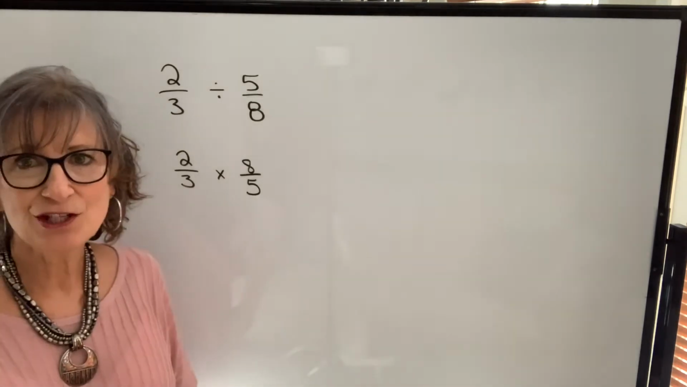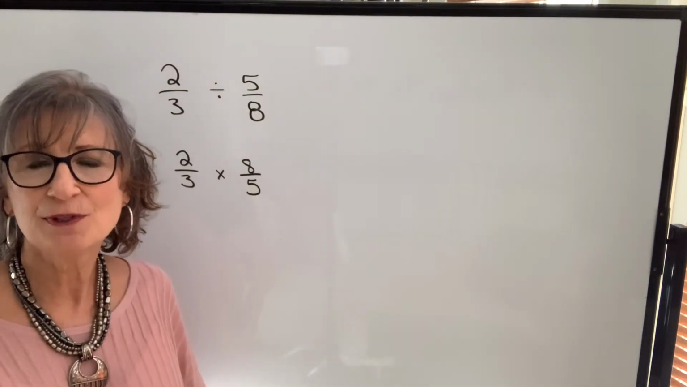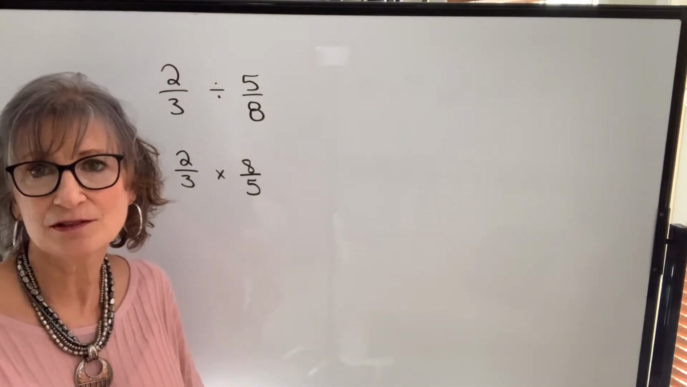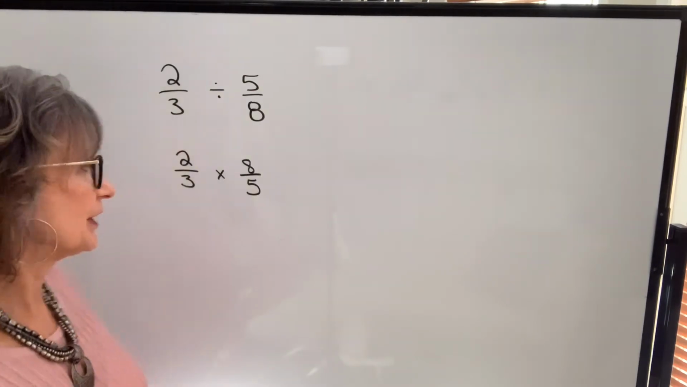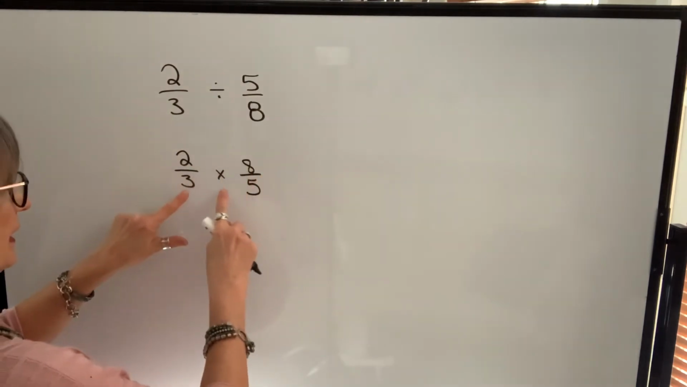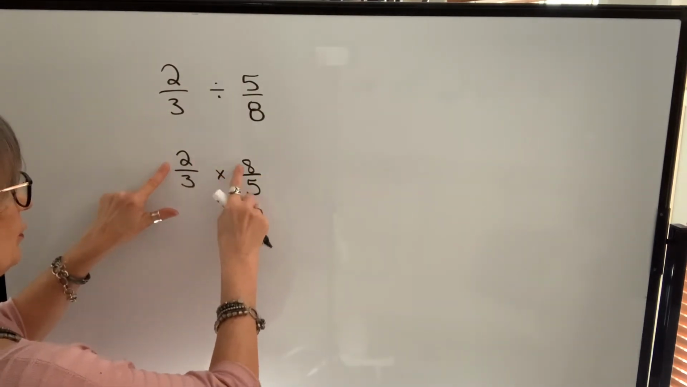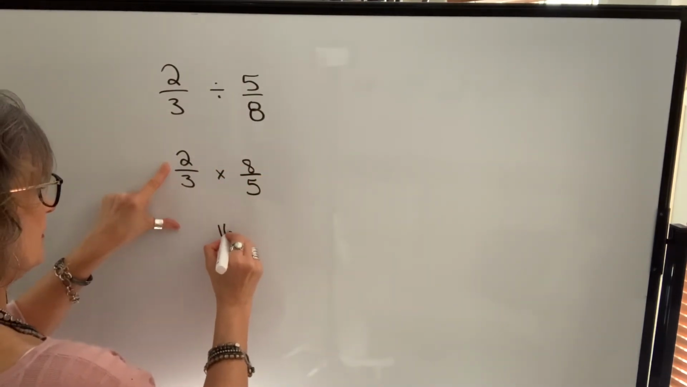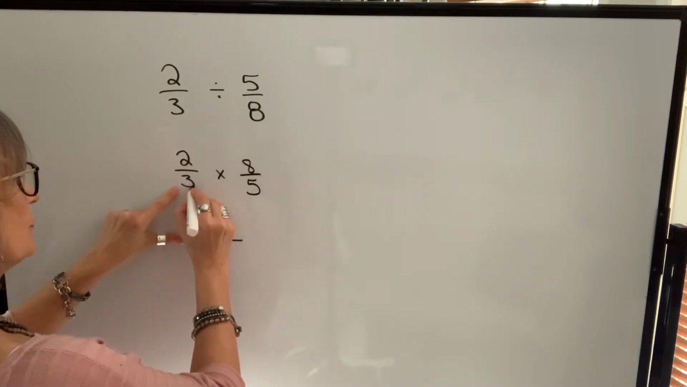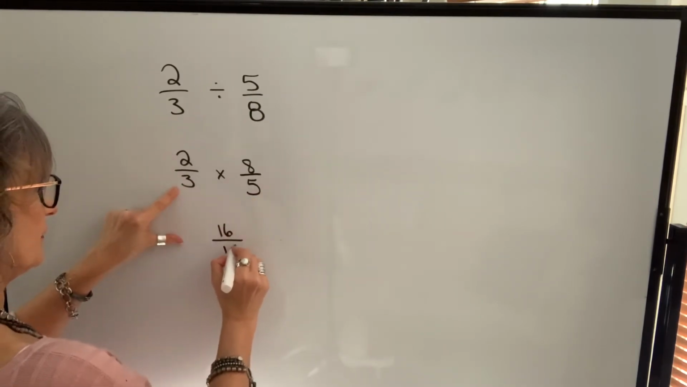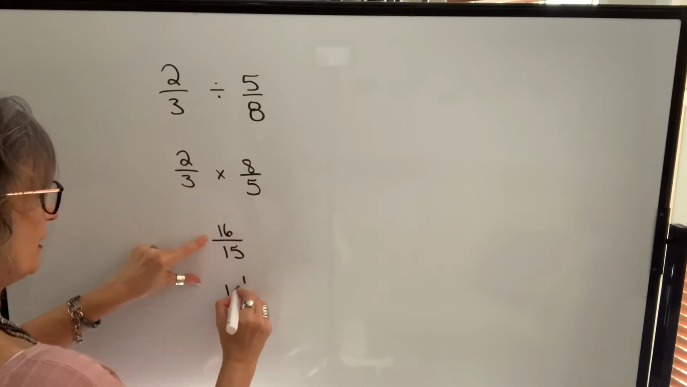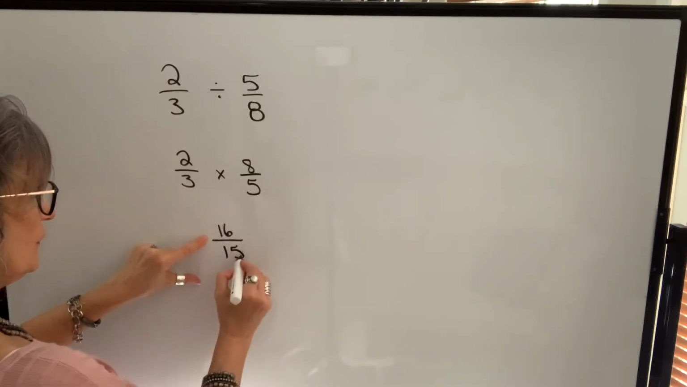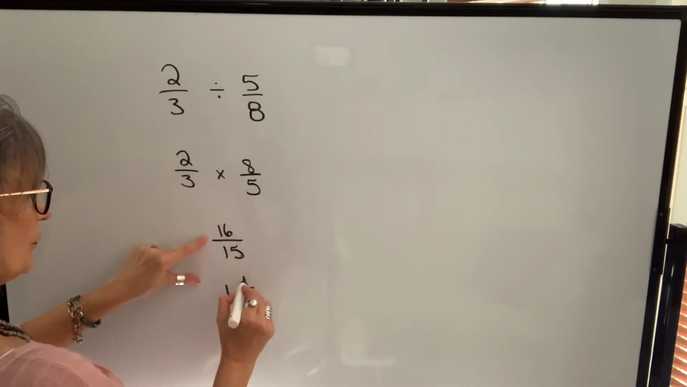Now that it's multiplication, I follow my rules of multiplication, which means I can cancel if it's possible. And then I multiply numerators, multiply denominators. I don't have anything I can cancel, so I'm just going to multiply my numerators. 2 times 8 will be 16, over the new denominator, which will be 3 times 5, which is 15. I can then express that as 1 and 1/15. 15 goes into 16 once with a remainder of 1.